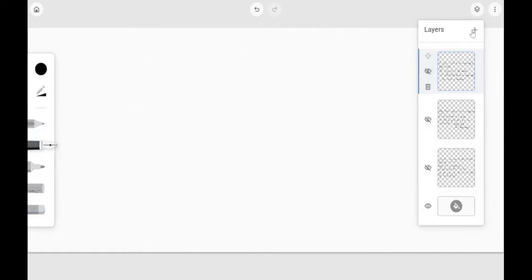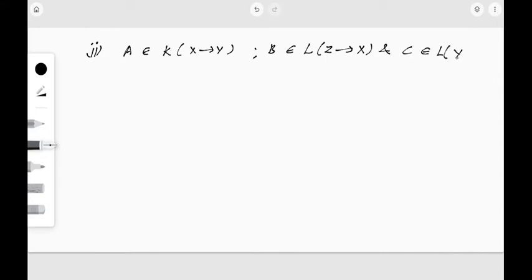That was the first part of the proof of the proposition. Now let us move on to the second part, that is, a is an element of K(X, Y), b is an element of L(Z, X), and c is an element of L(Y, Z).